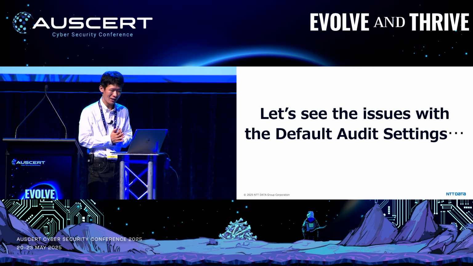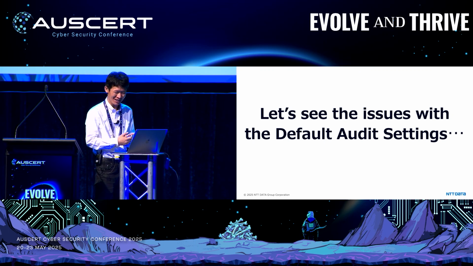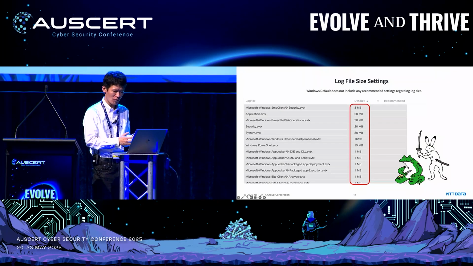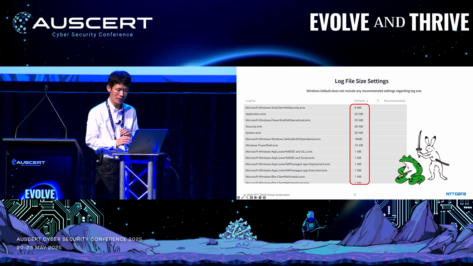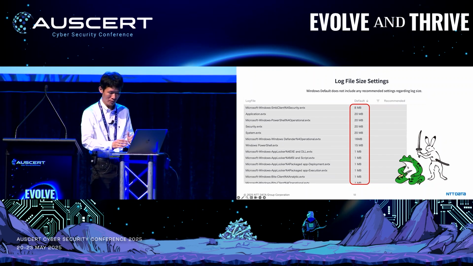From here, let's use this guide to take a closer look at the challenges in the default Windows event log settings. Information about the log size can be found in the log file size setting table. As you can see, the maximum sizes are set between 1 and 20 megabytes.